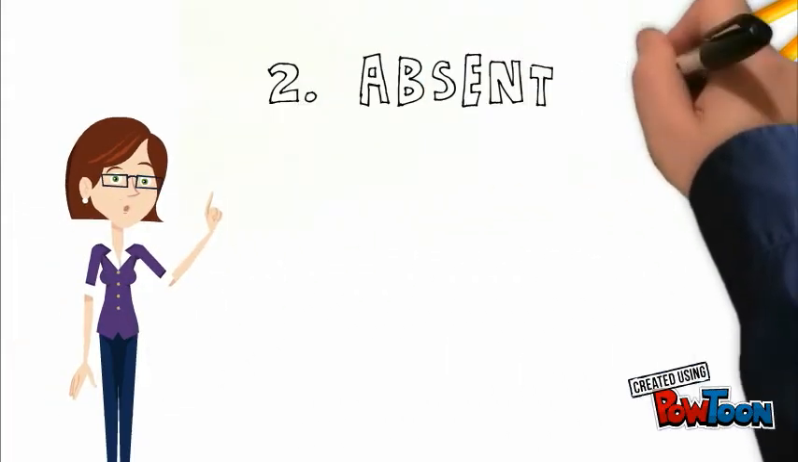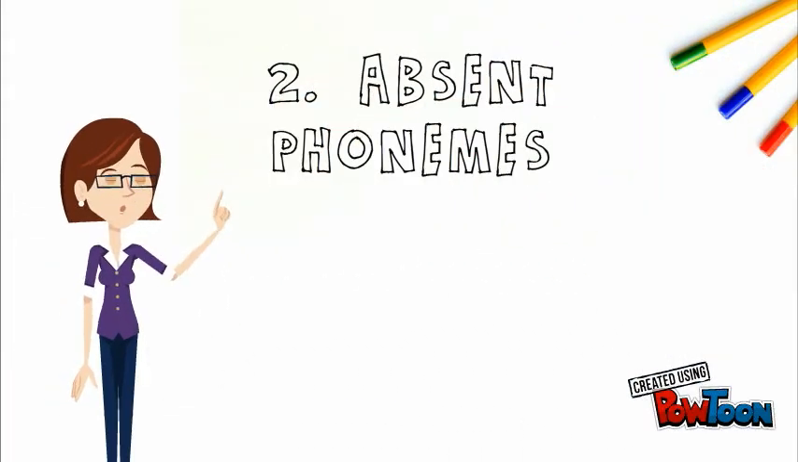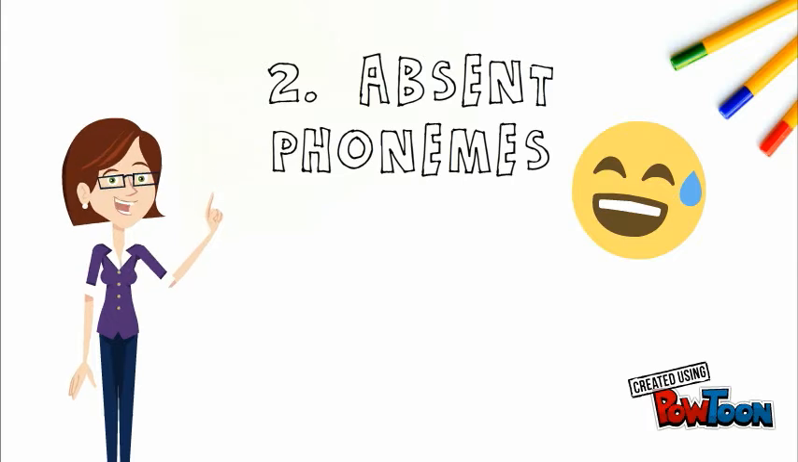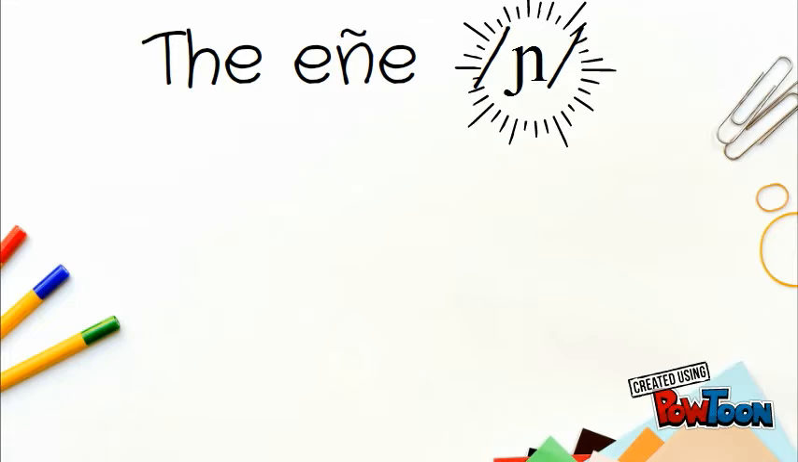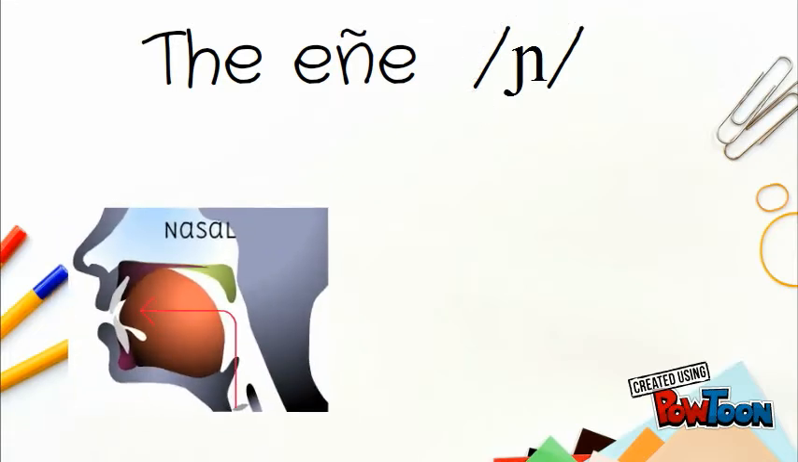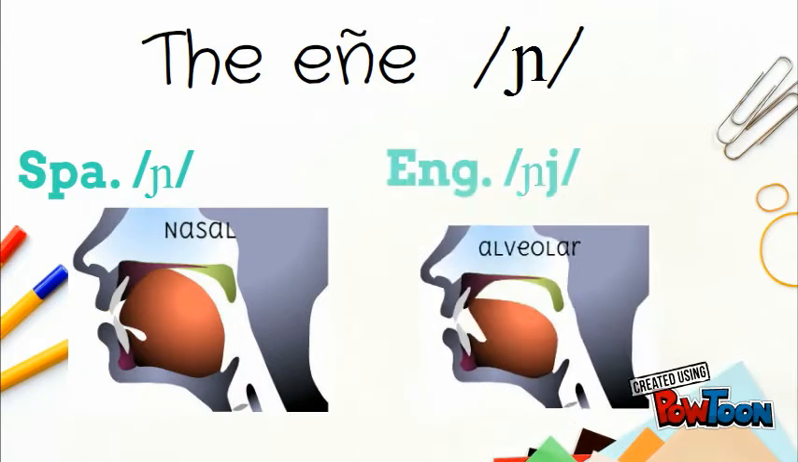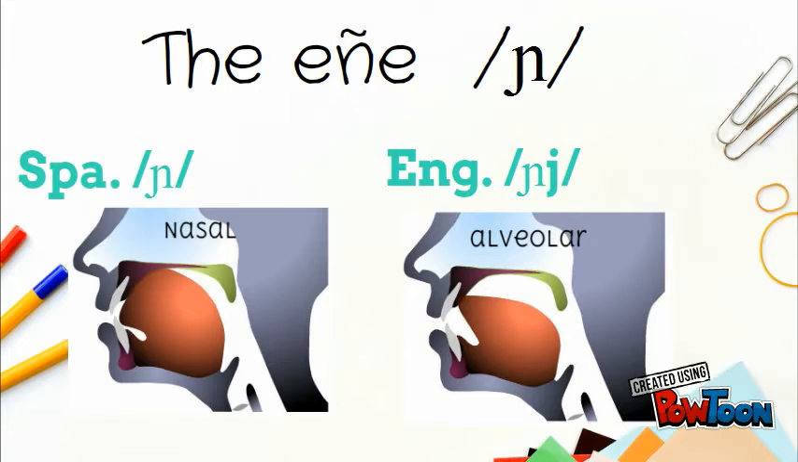Now, number 2, absent phonemes. The following Spanish phonemes do not have an English counterpart: ñ, j, and r. Ñ. This is a single nasal sound formed by pressing the middle of the tongue firmly against the palate, with the apex tucked down behind the lower teeth. There is some acoustic similarity between ñ and ni of English, but they are distinct.